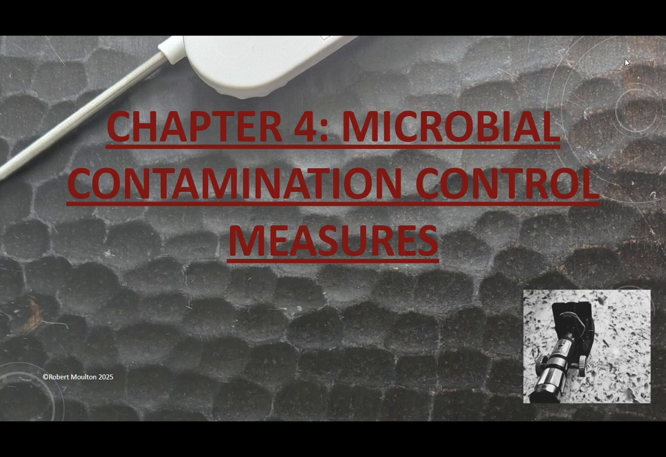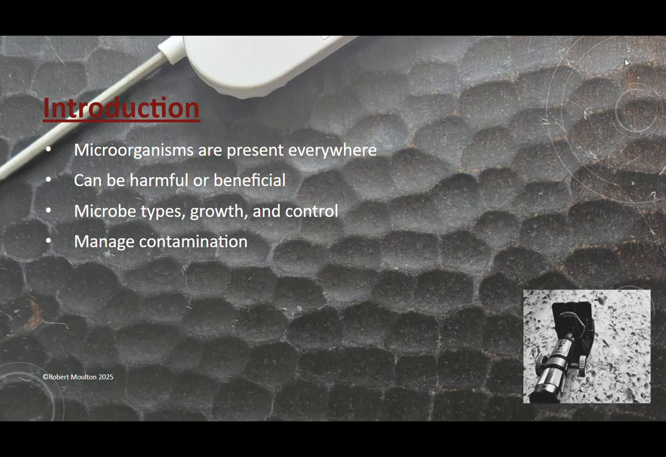Hey everybody, and welcome to Chapter 4, Microbial Contamination Control Measures. In order to properly understand food safety, you have to understand how microbes grow, reproduce, and transfer to foods. So in this chapter, we're going to delve into these concepts and explore the ways that understanding it can be applied to preventing microbes from contaminating our food.